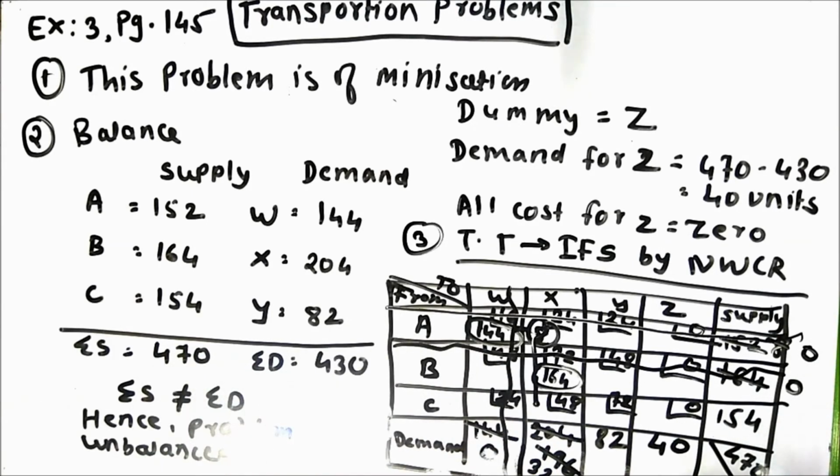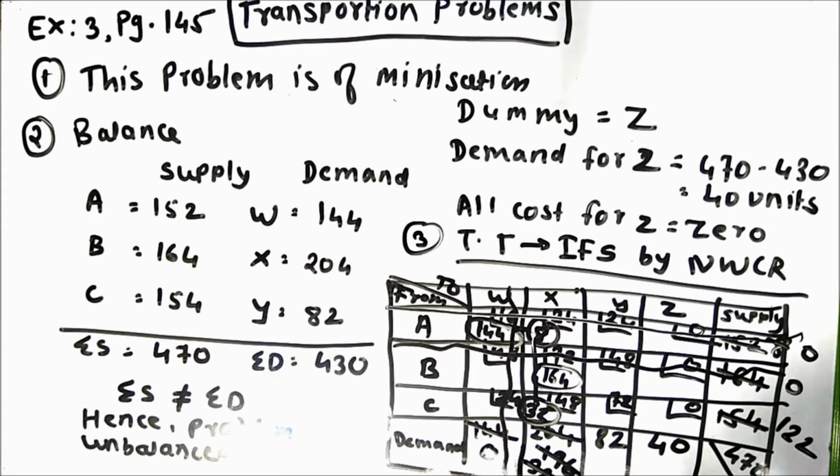So let me give my allocation here. Again we have to check the demand side and supply. So my supply is 152 and demand is 32. So here 32 and 154. So my 32 is the lesser one. So let me write 32 here. So 32 minus 32, 0. 154 minus 32 will be 122. So here I'll be writing 122.